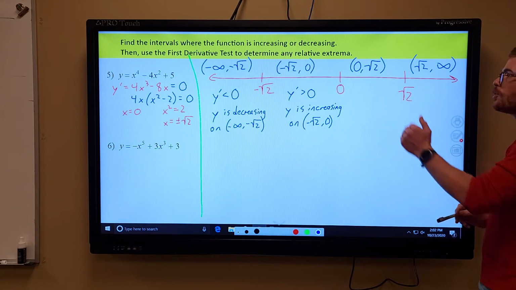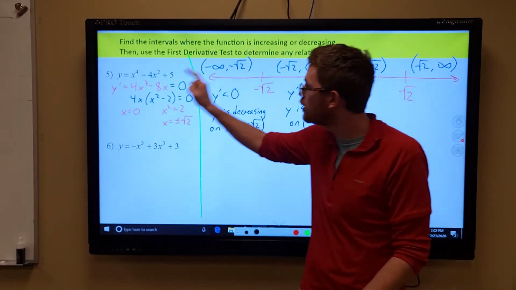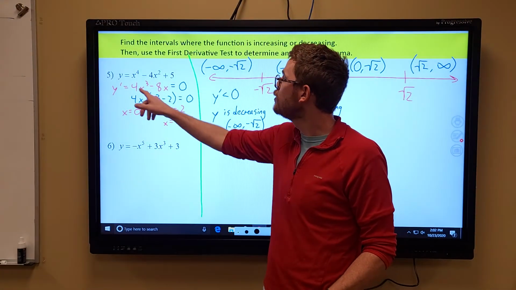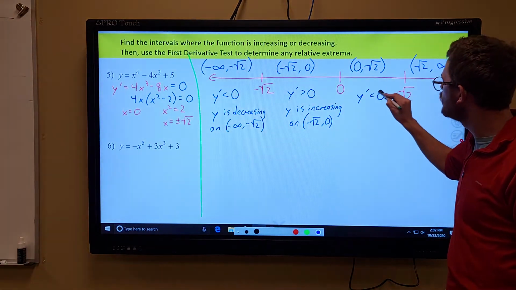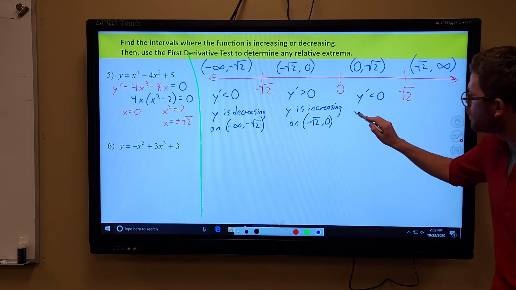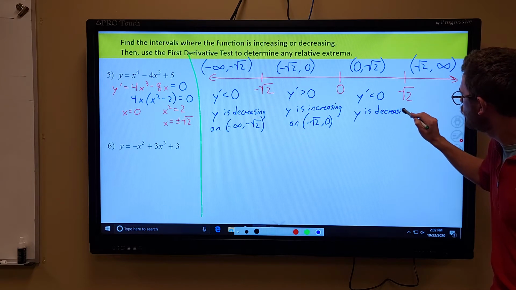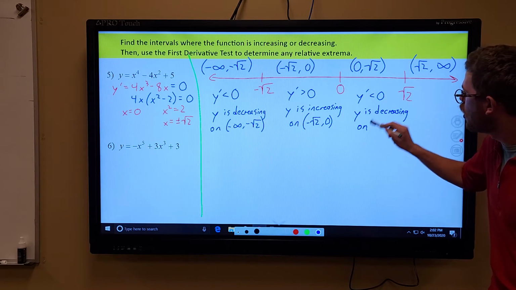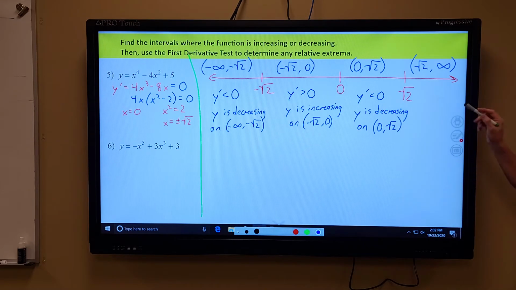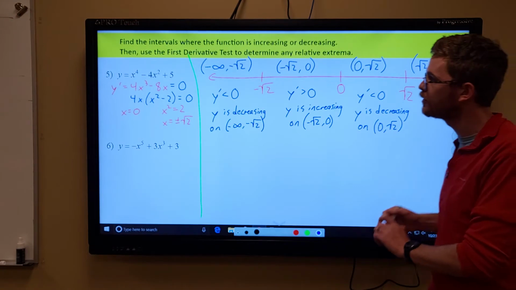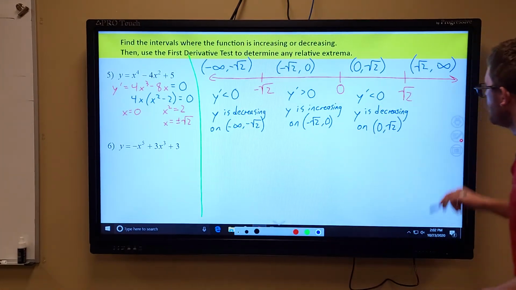Next section, from 0 to the square root of 2, I can plug in like positive 1. Take a positive 1, plug it into the derivative, and we do get negative values. So our derivative is negative in here. Y is decreasing on this interval from 0 to the square root of 2. And finally, checking really, really positive values, we get positive values in our derivative as well.